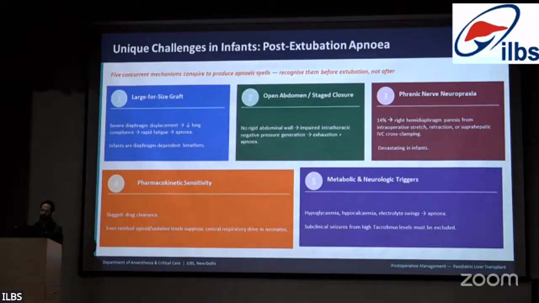The open abdomen. Many patients have staged abdomen closure. A Bogota bag is used. The lack of a rigid abdominal wall causes impaired intrathoracic negative pressure, which can lead to exhaustion and apnea. Phrenic nerve dysfunction can happen in around 10 to 15% of the patients due to right diaphragm intraoperative stretch and retraction. This can be devastating in infants.